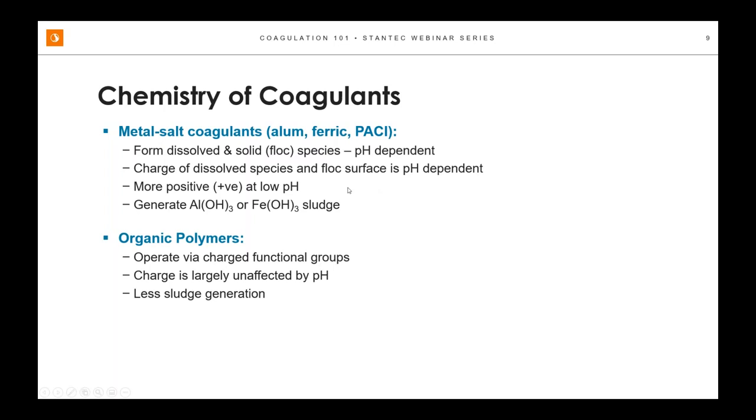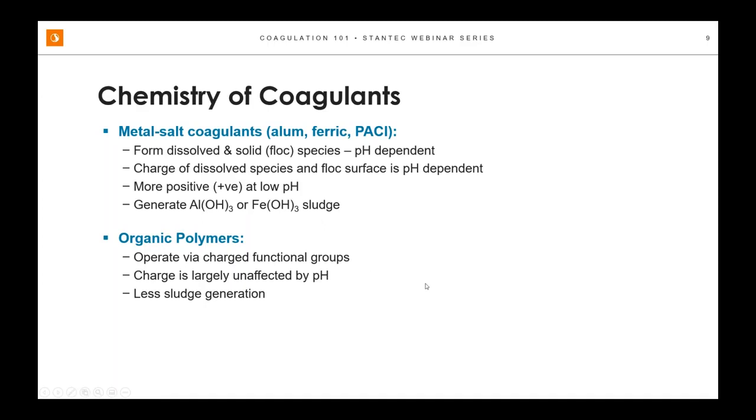Now, fortunately, the only chemistry that you really need to know from this whole presentation is that for all those species, the charge is more positive at low pH, okay? So the lower the pH, the more positive charge we get, both in the dissolved species and the floc surface. So that's easy to remember. And these metal salt coagulants generate either aluminum hydroxide or a ferric hydroxide sludge.